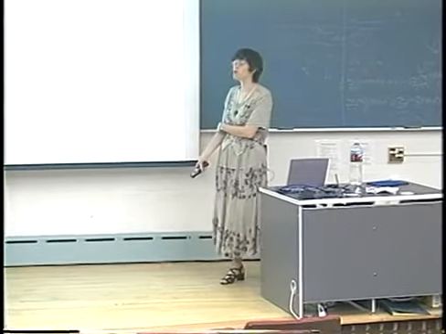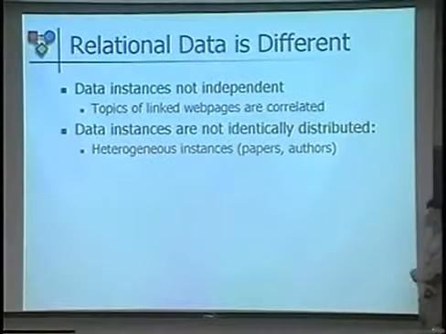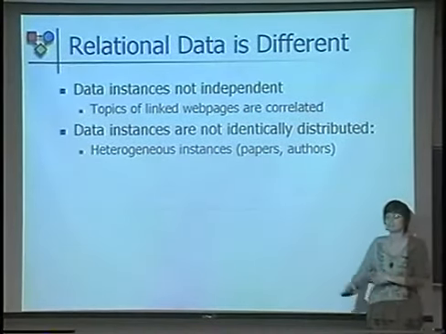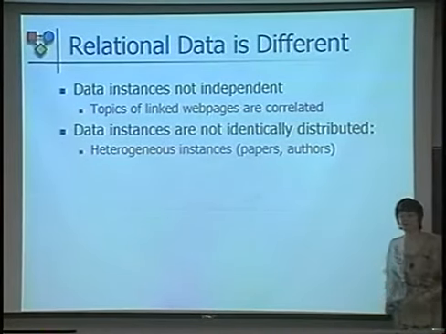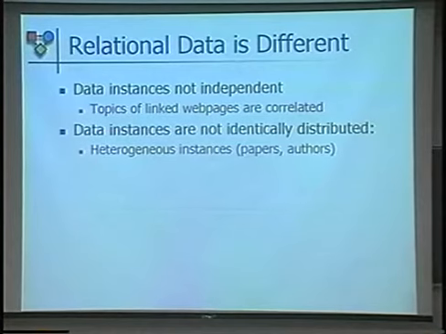Data instances are also not identically distributed. Among other things, they come from heterogeneous populations, such as papers, authors, and so on. People, and they're all coming from different classes. So you do not have the standard assumption of much of the work in machine learning, which is a set of IID instances.